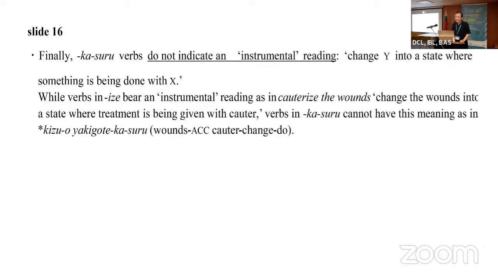Finally, 化する verbs do not indicate an instrumental reading. Change y into a state where something is being done with x. While verbs in -ize bear instrumental reading, as in cauterize the wounds, change the wounds into a state where treatment is being given with cautery, verbs in 化する cannot have this meaning, as in 傷を焼きごて化する, which is wrong.